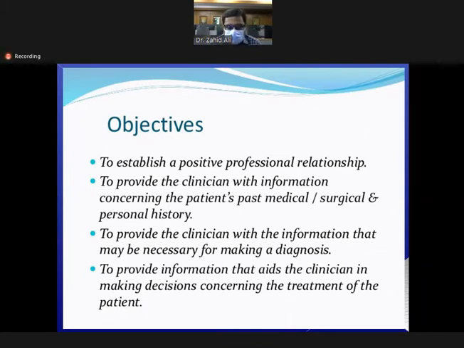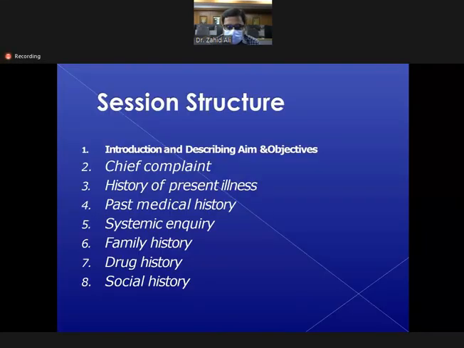So I divide history taking into different parts. One is introduction and describing aims and objectives. First will be the presenting complaints, like the chief complaints. It could be pain, vomiting, fever, or patients can have a swelling or a lump in surgical patients. Then history of present illness, which should be in a detailed manner. And then the fourth component is past medical history, and you divide this into past medical as well as surgical components.